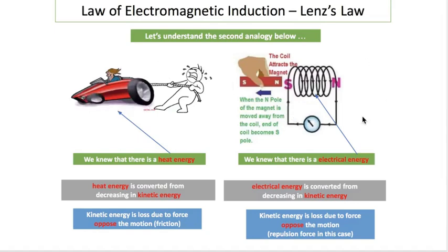So in this solenoid, the voltmeter, assume this is zero. Assume this is zero.